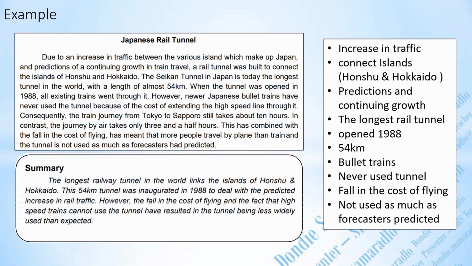The longest railway tunnel in the world links the islands of Honshu and Hokkaido. This 54-kilometer tunnel was inaugurated in 1988 to deal with the predicted increase in rail traffic. However, the fall in the cost of flying and the fact that high-speed trains cannot use the tunnel have resulted in the tunnel being less widely used than expected.